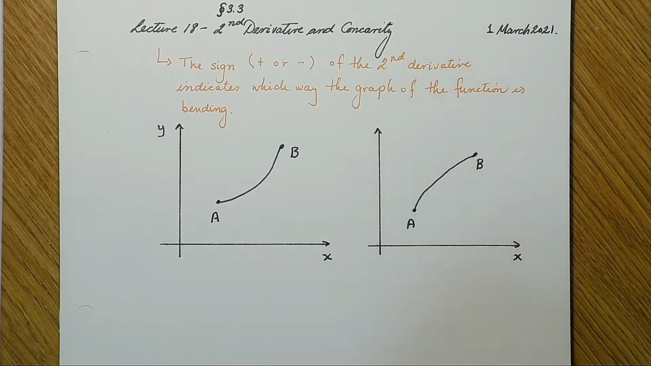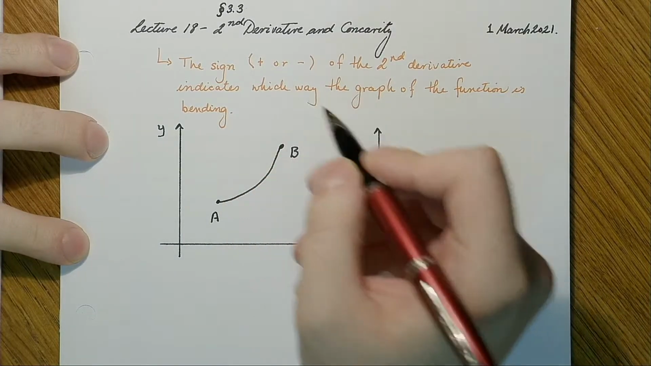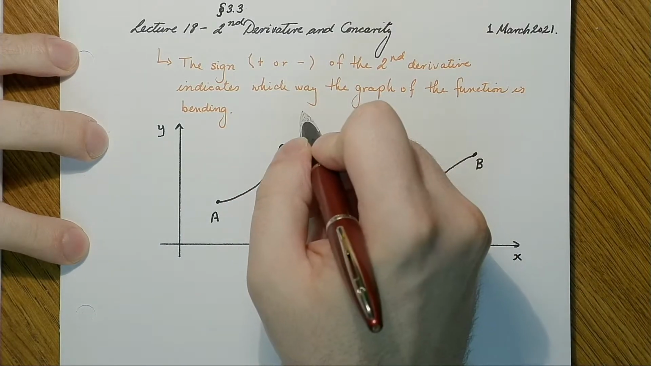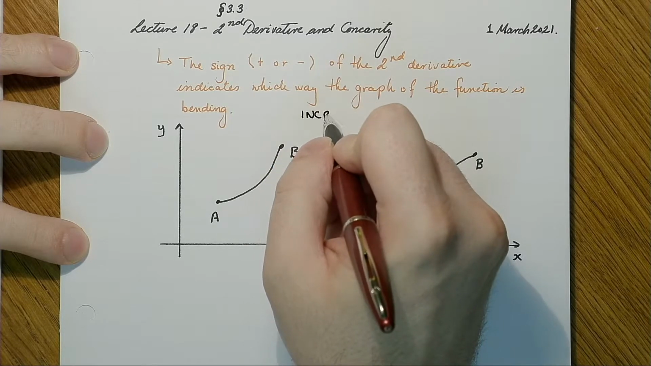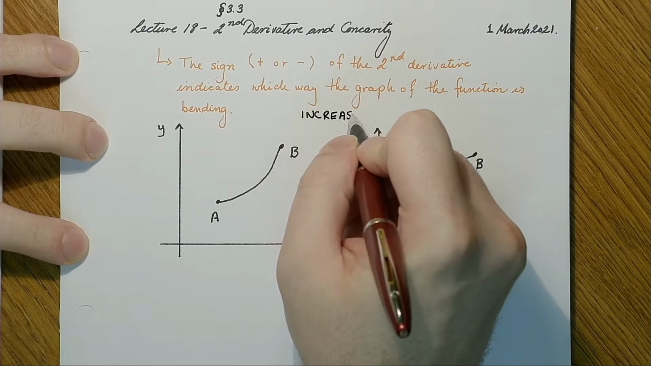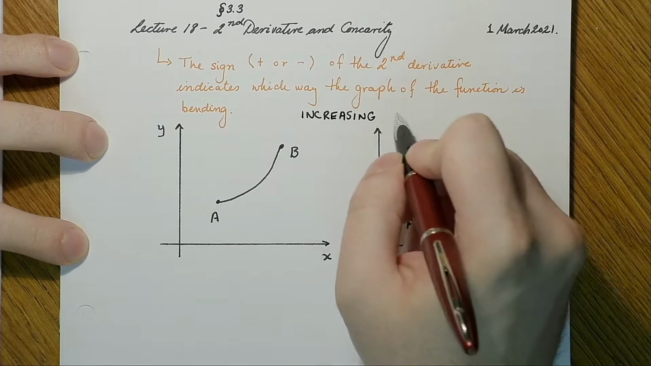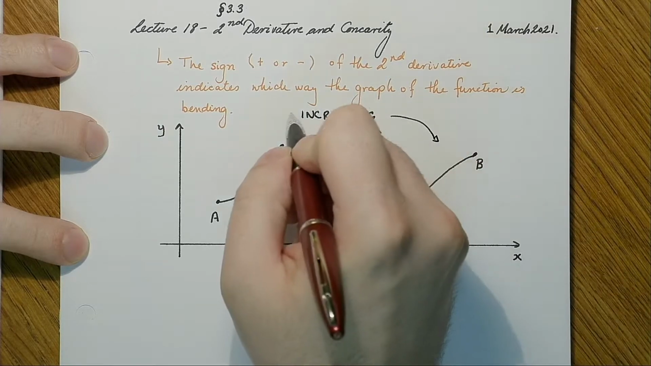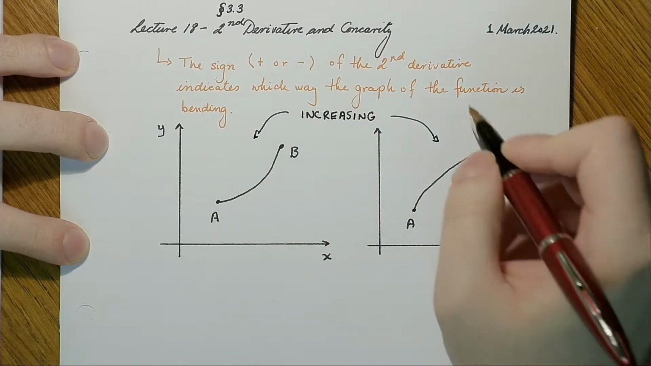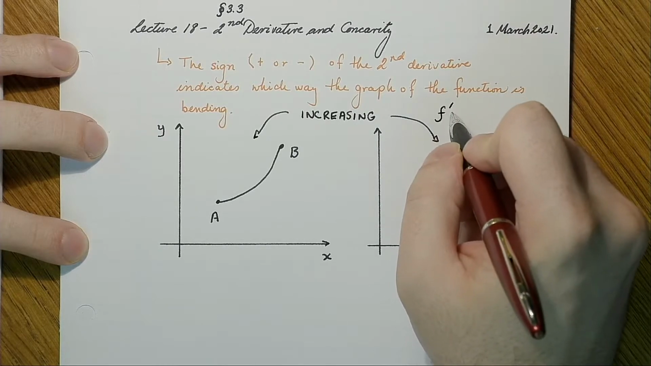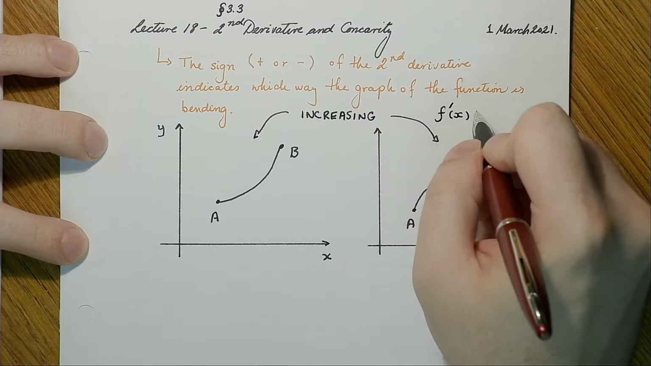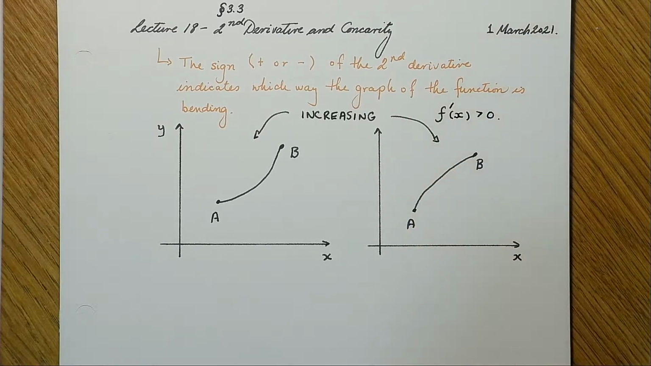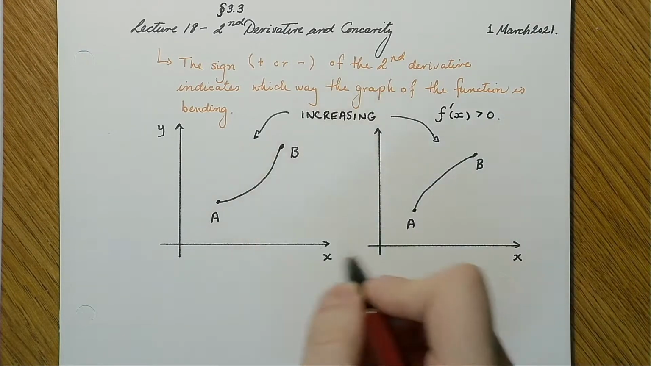The rate at which the function is increasing or decreasing, that's what we're going to be looking at. So again, these are both increasing functions. What does that mean? That means that the derivative is positive. But we need something else to be able to distinguish between these two, right?